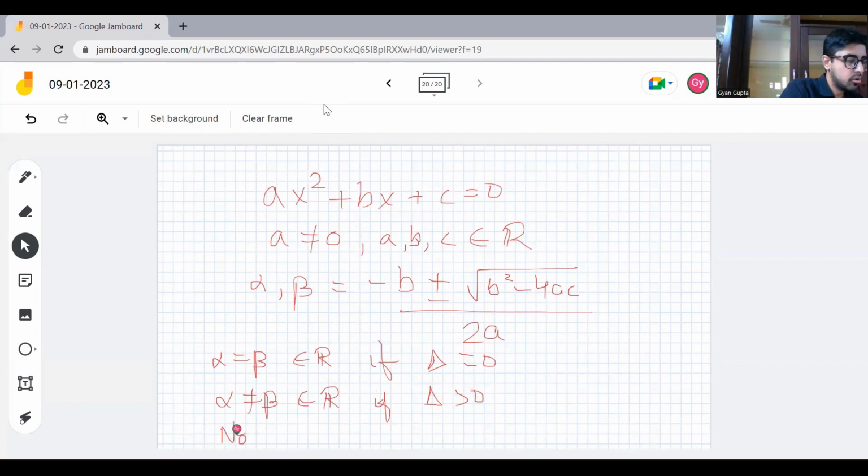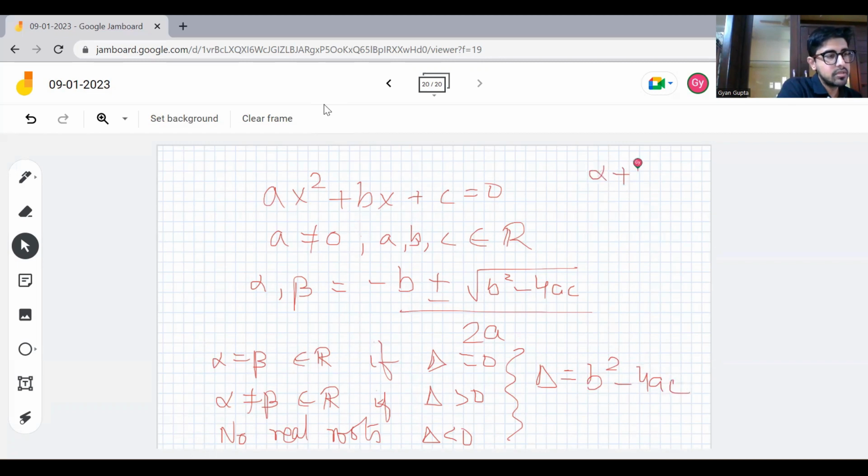No real roots if delta is less than 0. Delta is equal to b square minus 4ac. And alpha plus beta is minus b by a. Alpha beta is c by a. This one page is going to help you revise quadratic equations for your exam.